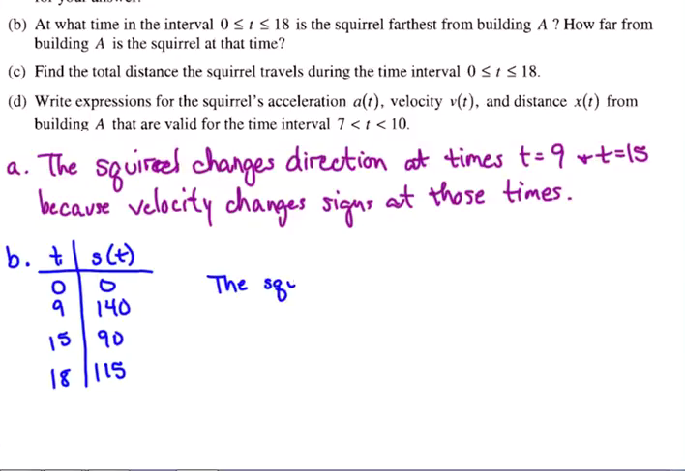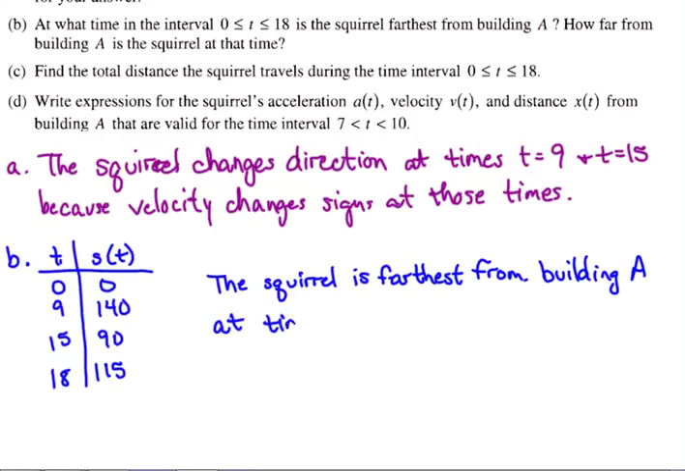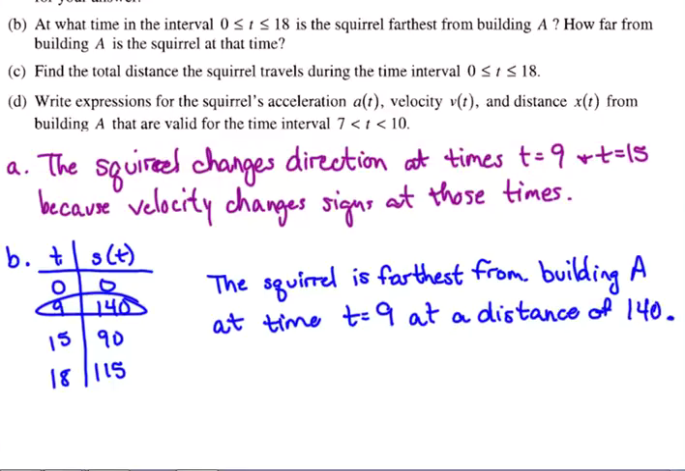So the squirrel is farthest from building A at time t equals where? 9, and at a distance of 140.